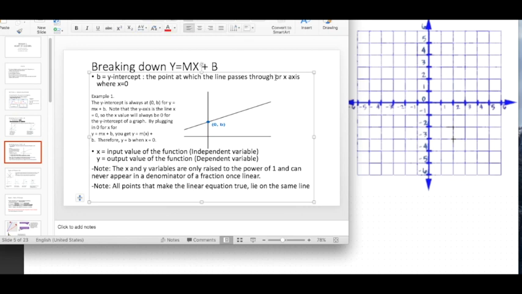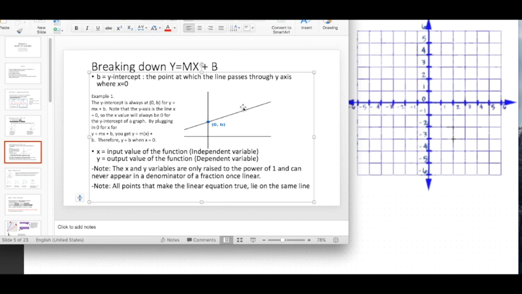I missed out here. The point at which the line passes through the y-axis. So let's put that in right now. I am not sure why I had this. So it's the point at which it passes through the y-axis. That was a typo, where x is always equal to 0.